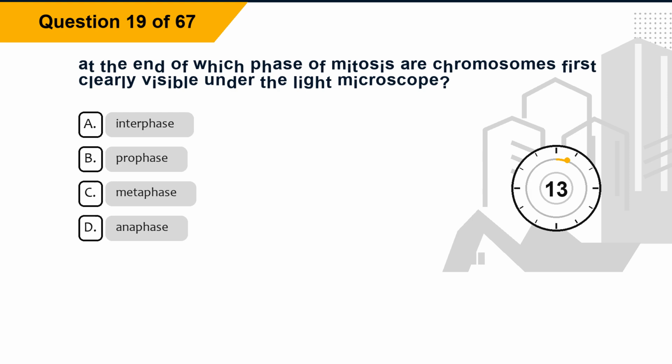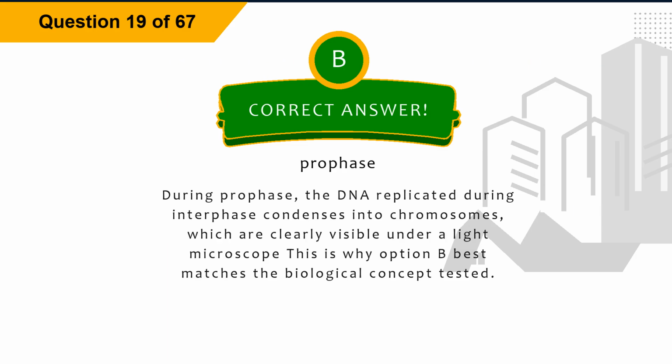Question 19. At the end of which phase of mitosis are chromosomes first clearly visible under the light microscope? Option A, interphase. Option B, prophase. Option C, metaphase. Option D, anaphase. The correct answer is option B, prophase.